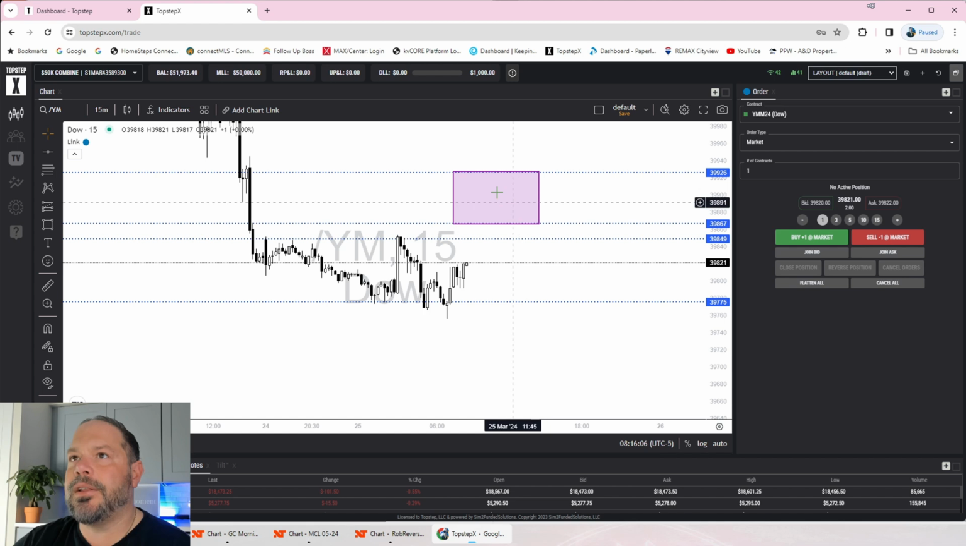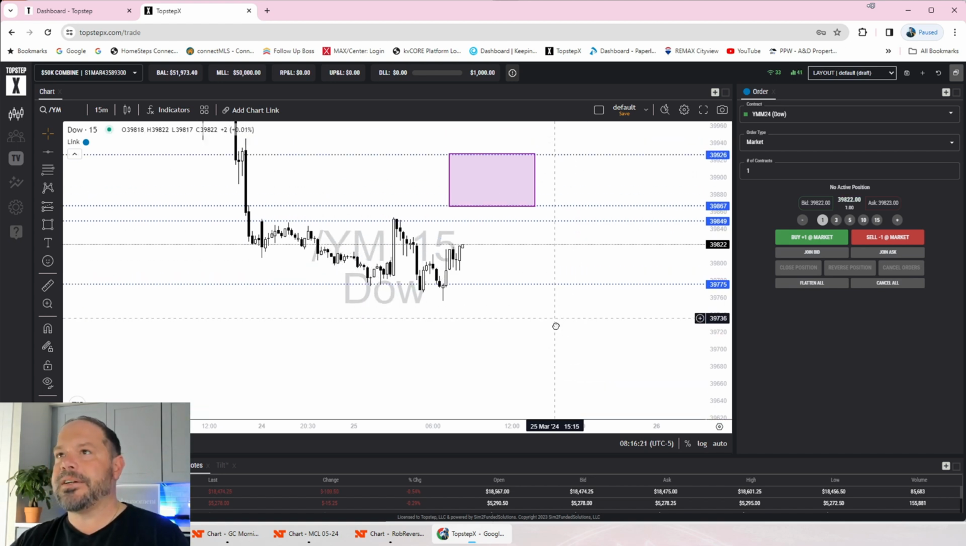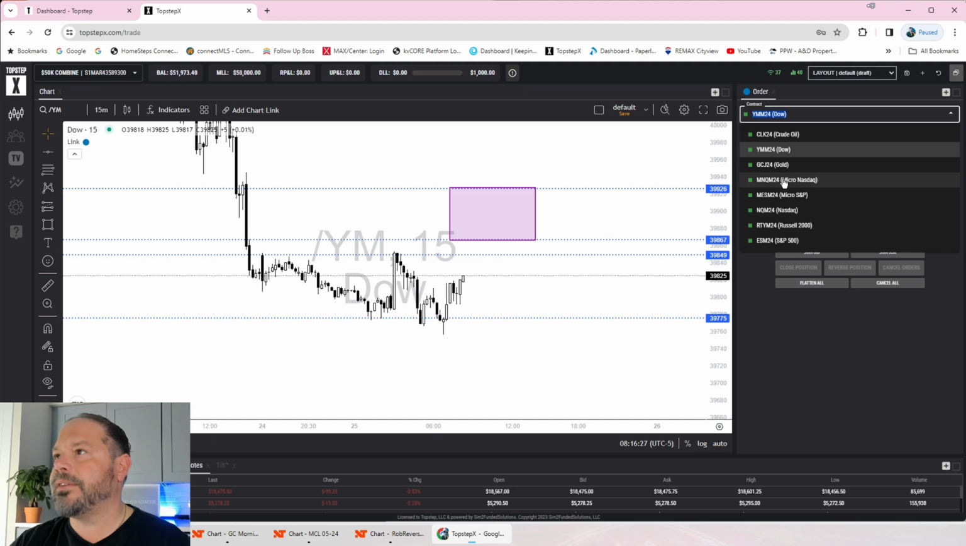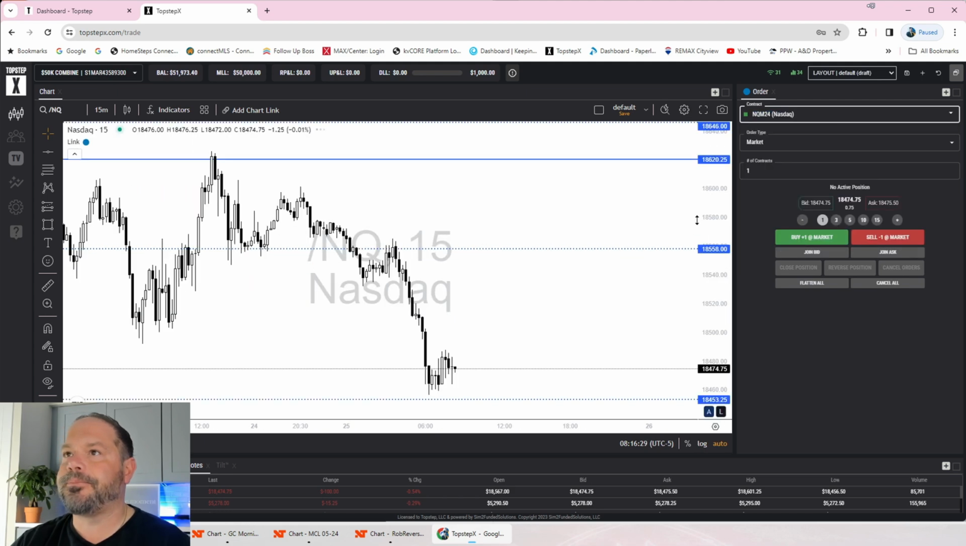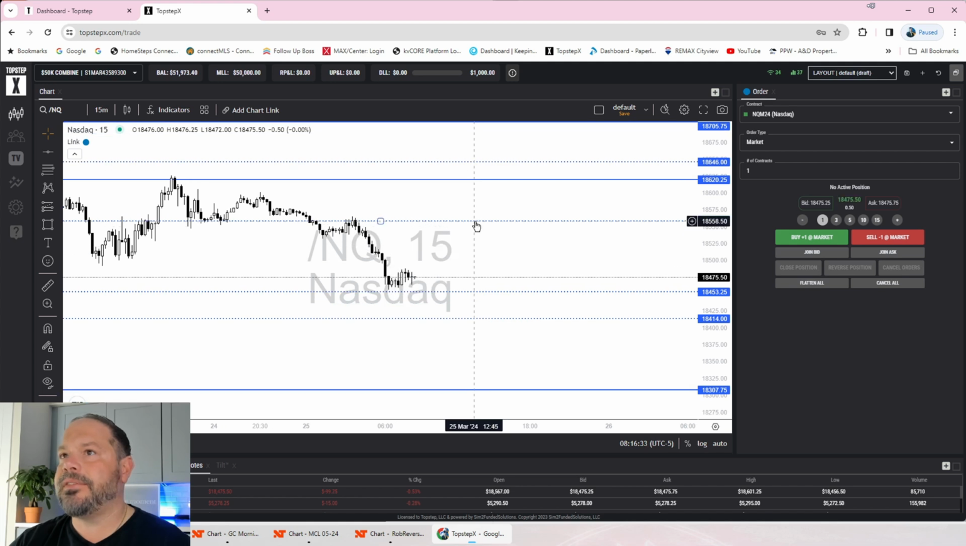What I'm really looking for is some type of movement, either closing this box or a movement down from this level at 39,867 and 39,927. So we'll kind of take a look here at the levels. That's for the YM, sorry. And then if we go into the NASDAQ, we've got a level above us currently at 18,558.